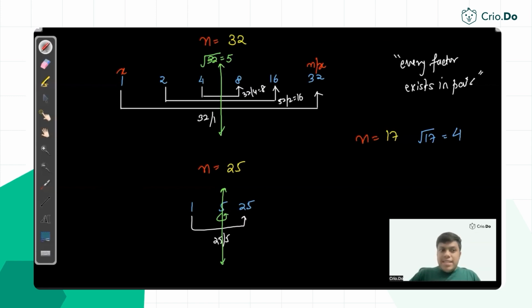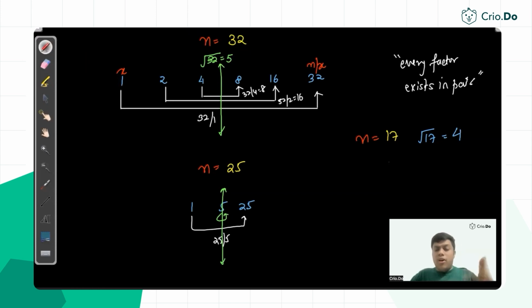So is 1 a factor of 17? Yes, but we should not check for 1 because 1 and 17 itself will always be factors. We will start from 2. Is 2 a factor of 17? No. Is 3 a factor of 17? No, because 17 modulus 3 is not 0. Is 4 a factor of 17? No. And if there is no factor from 2 till 4, there will be no factor from 5 till 16 also. And this I can say for sure. Why? Because if there is no factor on the left, there will be no factor on the right, because all the factors exist in pairs.